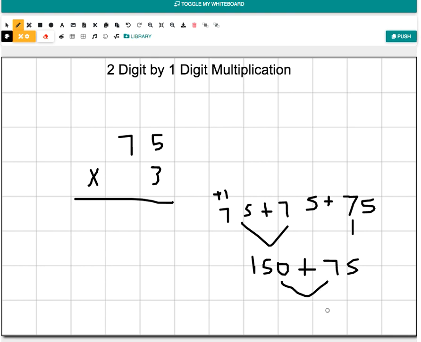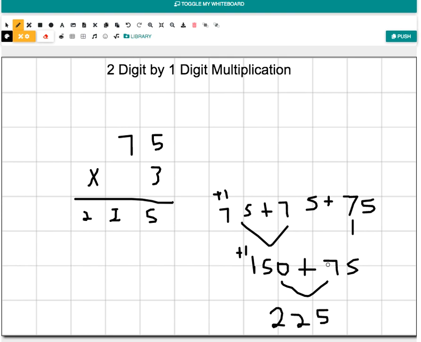5 plus 0 is 5. 7 plus 5 is 12. So I'm going to put my 2. Carry my 1. And then 1 plus 1 is 2. So I got the same answer. 225. Those are the 2 ways you can do repeated addition.